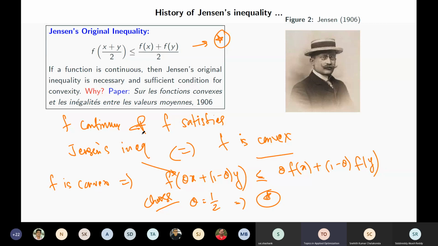But what is to remember is that this is a necessary and sufficient condition for convexity. So this is yet another way you may prove that the function is convex. And this may be a bit easier sometimes to prove because there is no theta needed anymore. In other words, theta is just fixed to be half. And you also have to assume that the function should be continuous. So that's the requirement here. Okay.